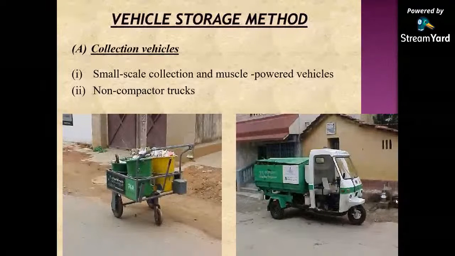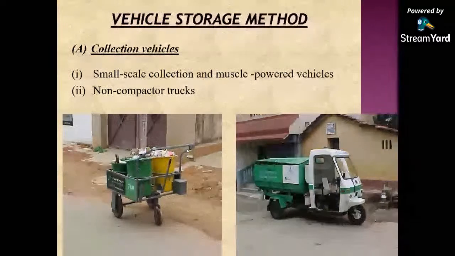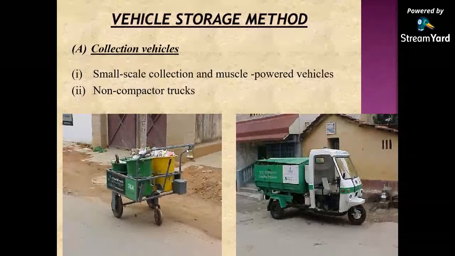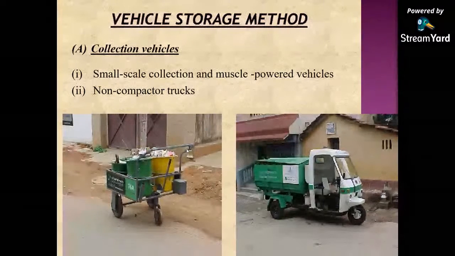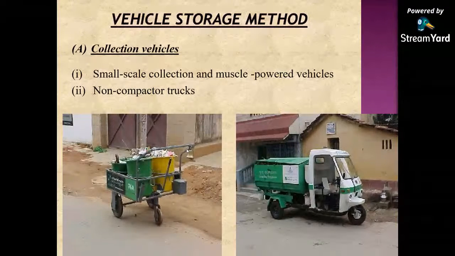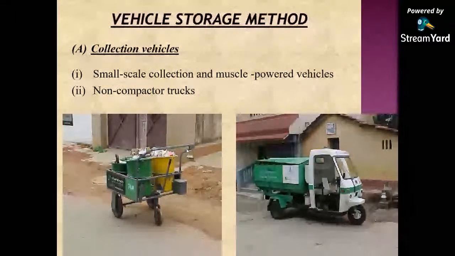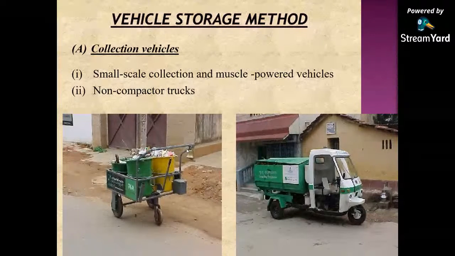You can see in this figure the small scale collection and muscle powered vehicles. These can be small rickshaws, carts or wagons pulled by people or animals and are less expensive. They are easier to build and maintain compared to other vehicles. They are suitable for densely populated areas with narrow lanes where there is relatively low volume of waste generation. Some drawbacks of this collection vehicle include limited travel range and weather exposure that affects humans and animals.